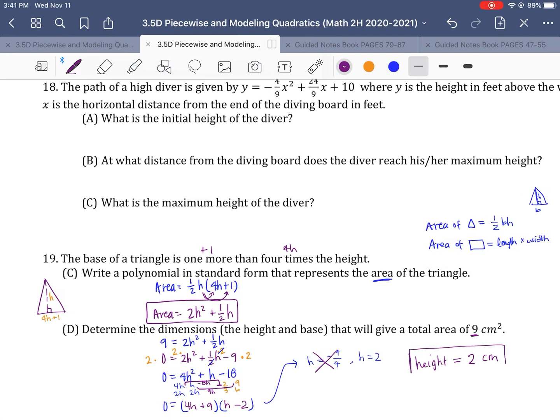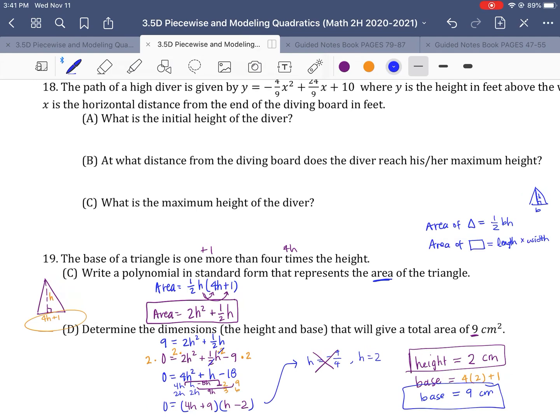Once we know the height, we can calculate the base because of that relationship that it gave us. So we know that the base is over here, right? 4h plus 1. So 4h, which was 2, plus 1. If we have 8 plus 1, it looks like our base is going to be equal to 9 centimeters. So we've got a height and a base. Again, very common when we're setting up area that we see quadratics. So we just want to make sure that we're able to factor that and to solve.